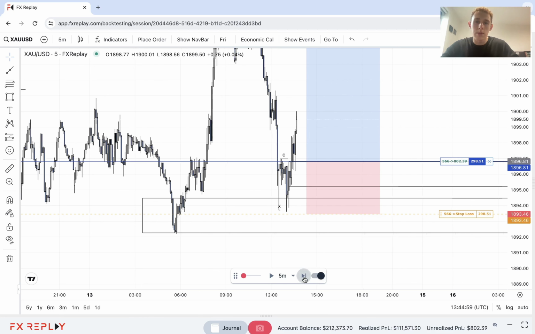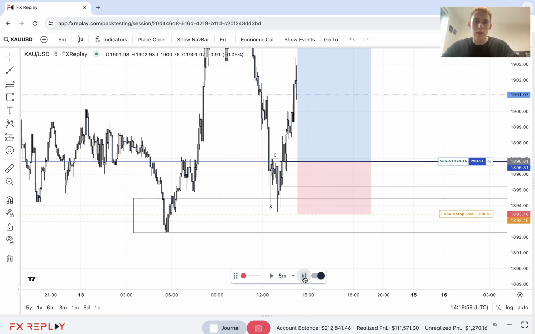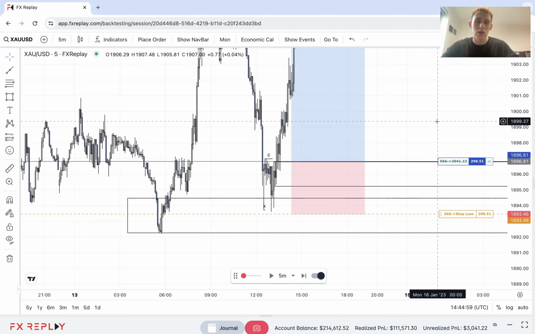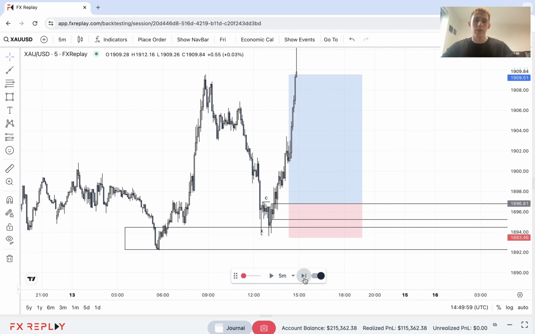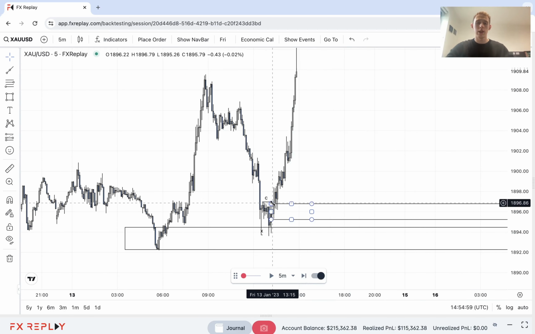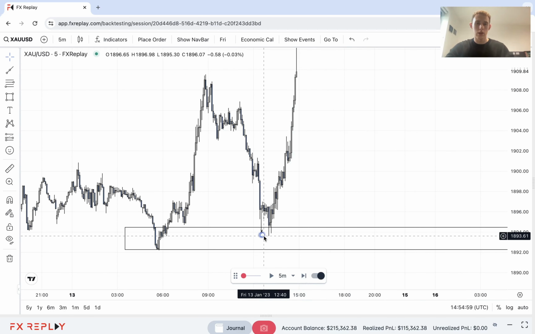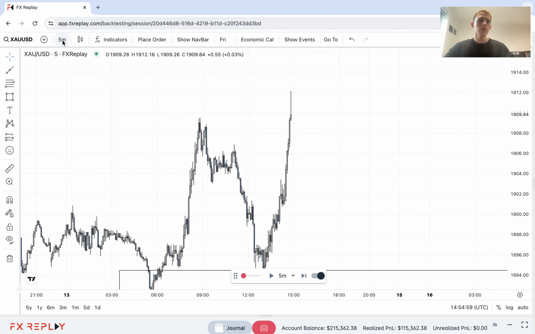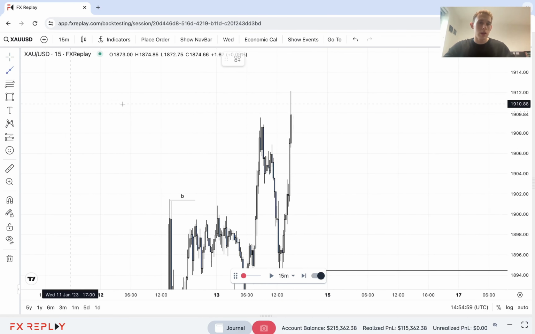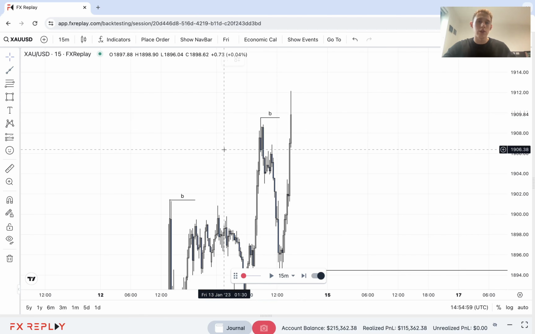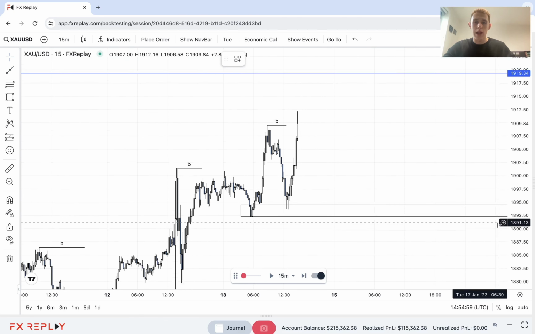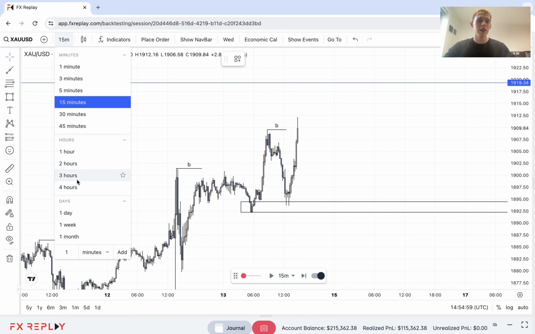There we go, zone is being respected. Let's have a look. Cool, very nice. And there we go, take profit hit on that. We'll mark on the next break of structure as well. Again, just simply following this uptrend.